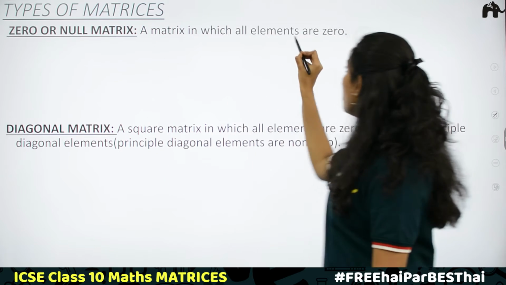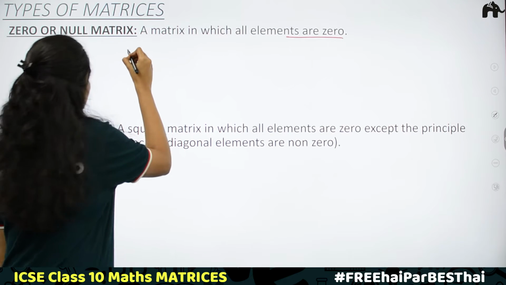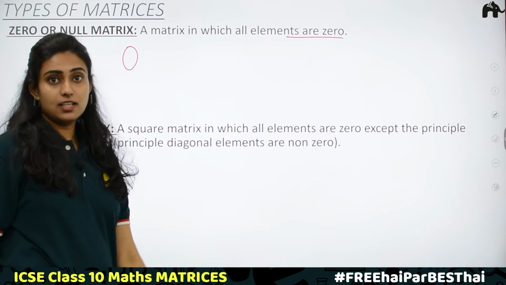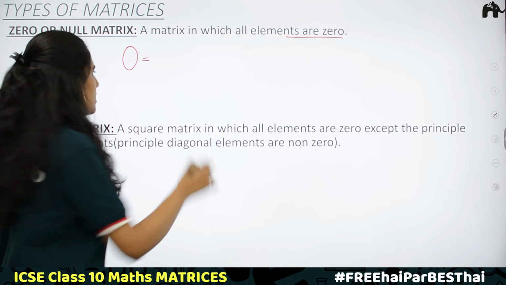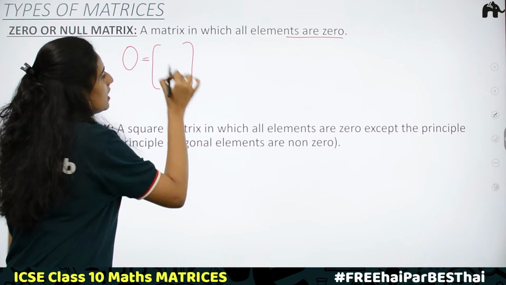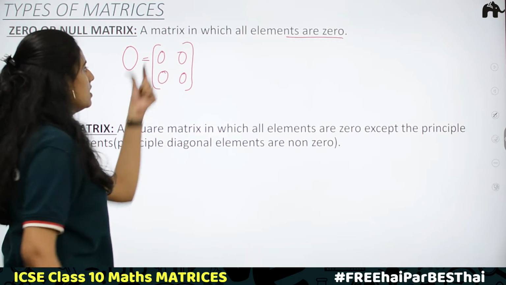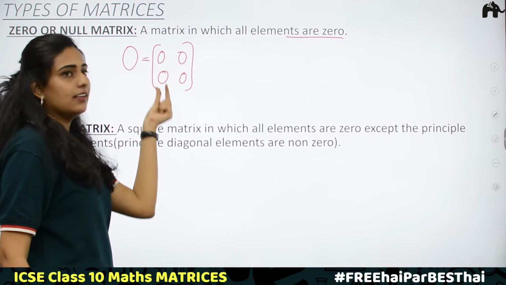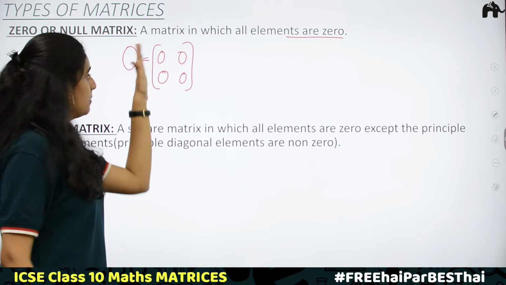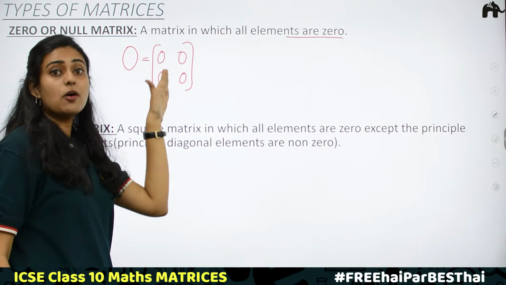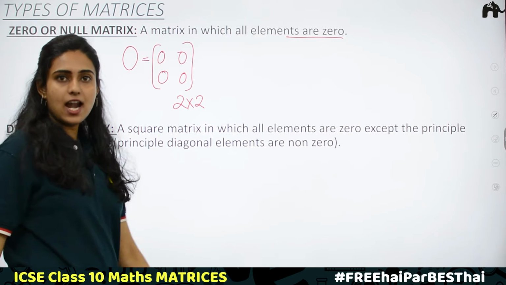Next, 0 or null matrix. A matrix in which all elements are 0. Okay, this is a 0 matrix or null matrix. Usually we represent it with letter O. Capital letter O represents a null matrix or 0 matrix. The elements should be 0. This is a 0 matrix. 0, 0, 0, 0. First, second, third, fourth elements are zeros. The elements in the first row, elements in second row, elements in first column, elements in second column are all equal to 0. This is an example of 2 by 2 null matrix.